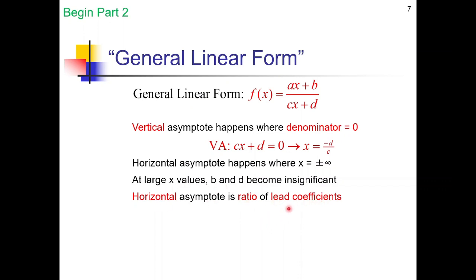So if you like formulas, if you have something in this form, you could say that your horizontal asymptote is just going to be a over c. Now, this is making the assumption that these are just both first power, or at least have the same exponent. It actually works even if these have different exponents as long as it's the same exponent on the top and the bottom, like x squared over x squared. But this is something we can use right away to get our horizontal asymptote.